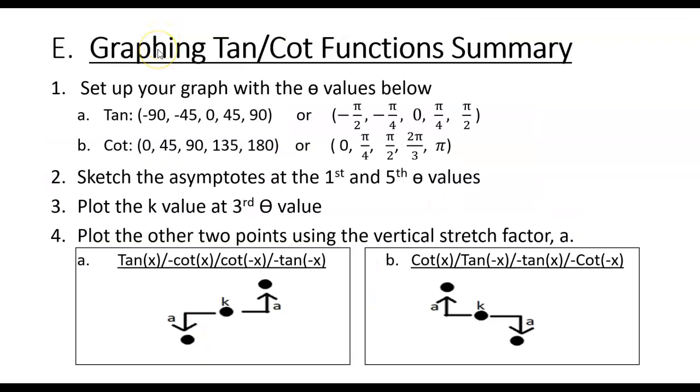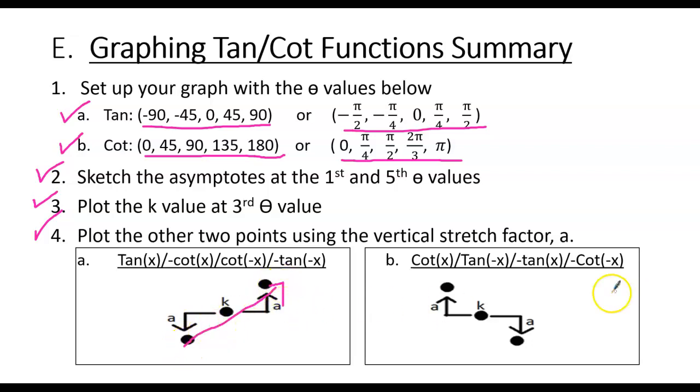So let's review now. Now that we've learned how to graph all 6 of our trig functions, let's review. So here's the steps for graphing tangent and cotangent. First of all, set your graph up with the correct angle values. So for tangent, you would use these for degrees or these for radians. And for cotangent, you would use these for degrees or you would use these for radians. The next thing you would do is sketch the asymptotes at the first and last theta values. Then you'd plot your midpoint at the middle theta value. And then from there, you're either going to go in an upward direction or in a downward direction depending on whether you have one of these situations or these situations here.